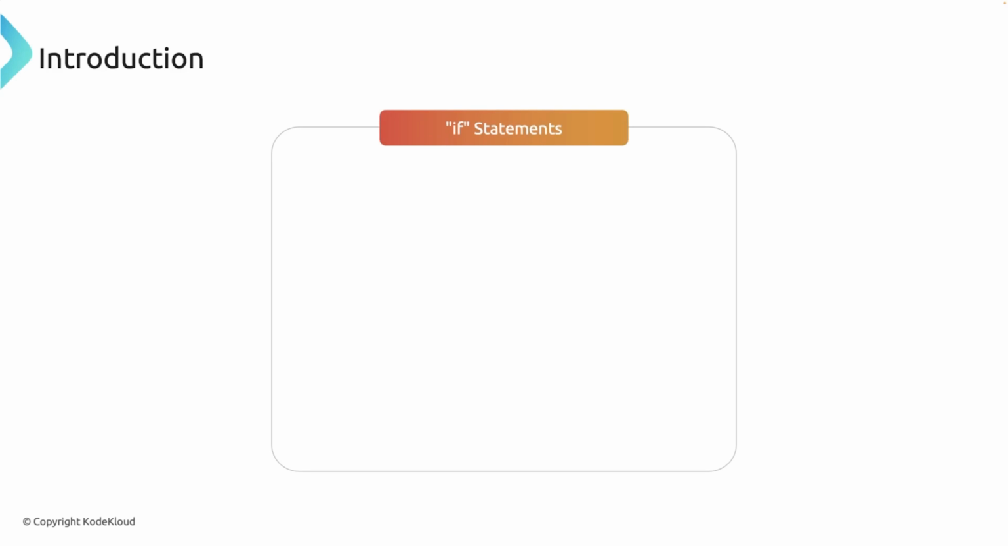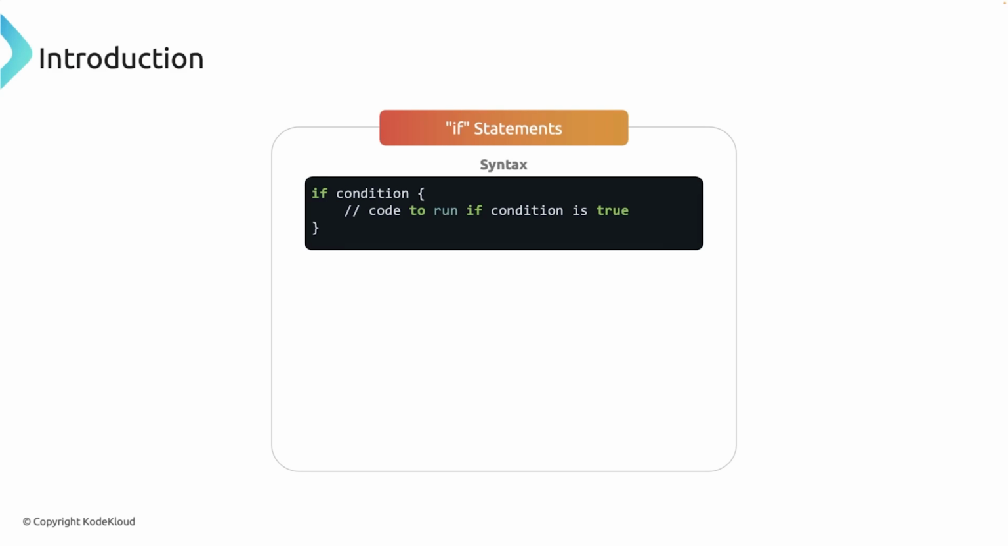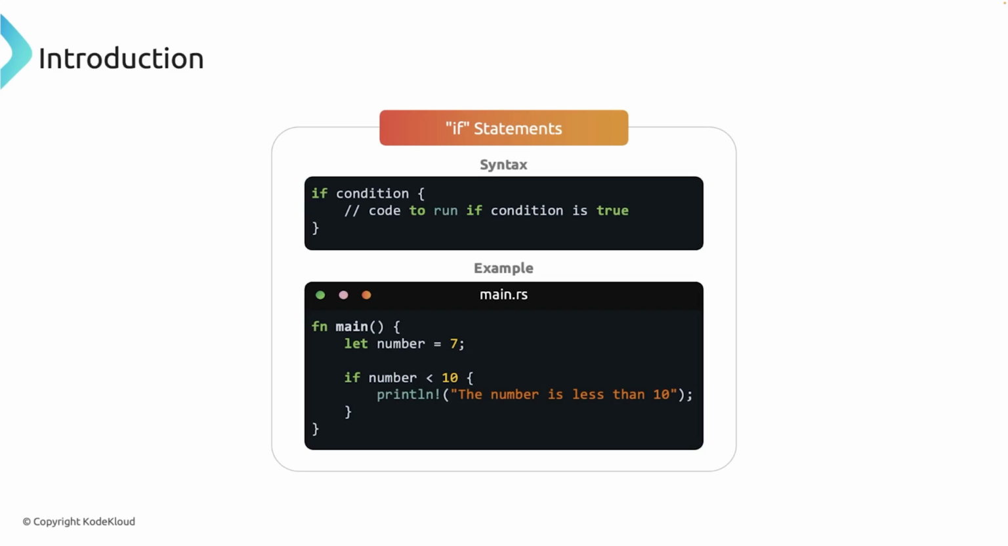The if statement is the most basic control flow statement. It allows you to execute a block of code only if a condition is true. This is how the syntax looks. You have the if keyword followed by the condition, and then there's some code that's supposed to be run if this condition evaluates to true. Let's look at an example. In this example, the condition that the number should be less than 10 evaluates to true because the number is 7. So if you run this code, you're going to get the output that the number is less than 10.